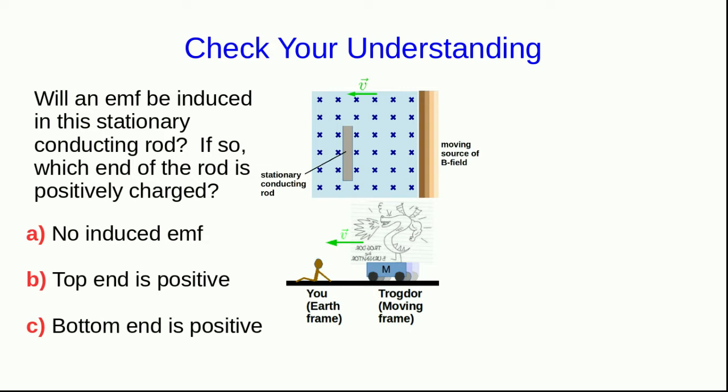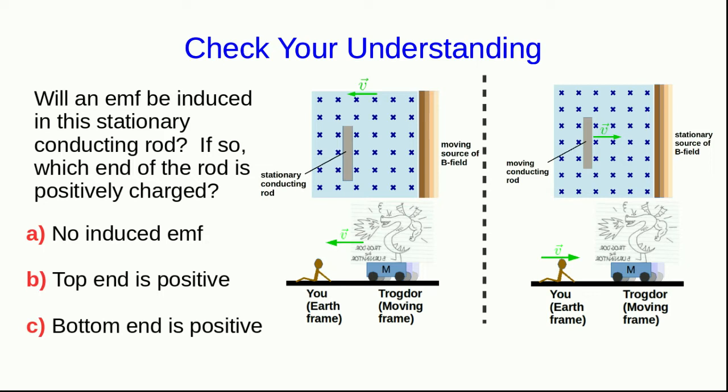And if Trogdor is moving along this time with the source of the magnetic field, or equivalently moving along with the field, then from his point of view, the B field is stationary, but the conducting rod is moving. And now we know exactly what happens. Because v cross B, you can use the right-hand rule and confirm that the forces on positive charges in that conducting rod will be up, and so the top end of the rod will be positively charged.